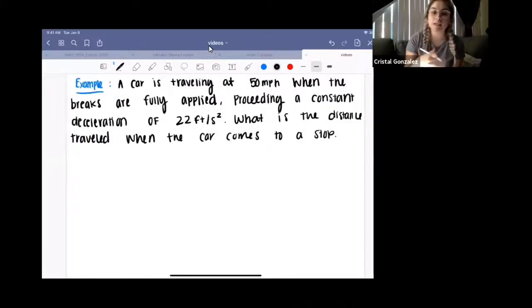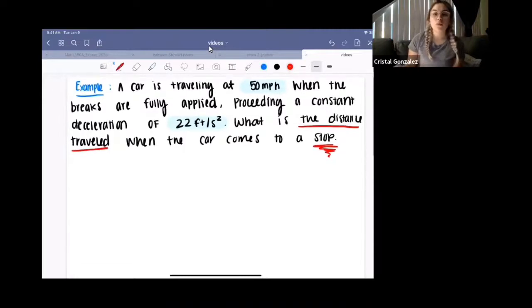Let's take a look at this example. It says a car is traveling at 50 miles per hour. When the brakes are fully applied, producing a constant deceleration of 22 feet per second squared. What is the distance traveled when the car comes to a stop? So this is what they want to know.